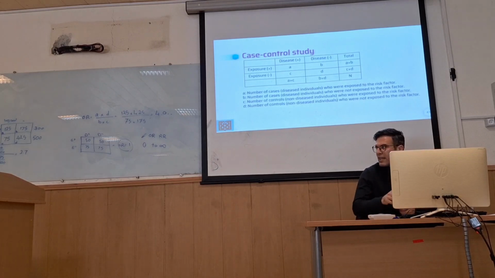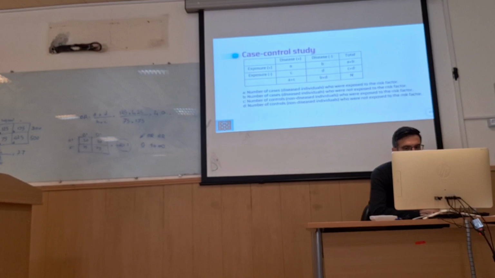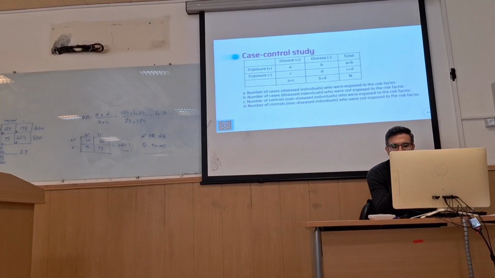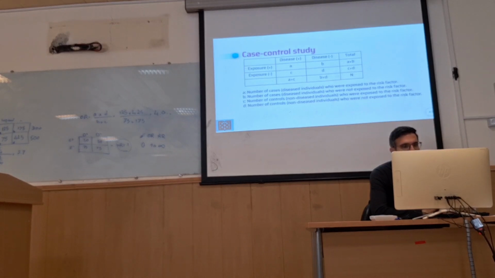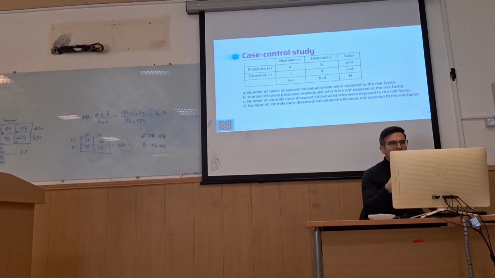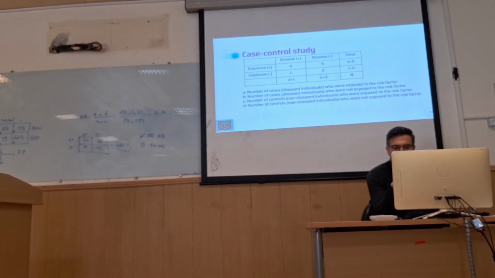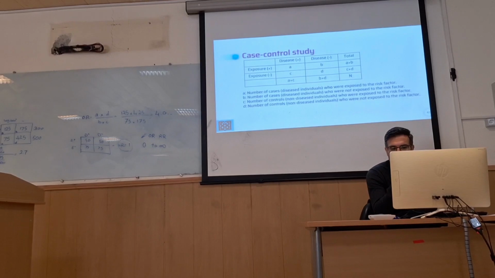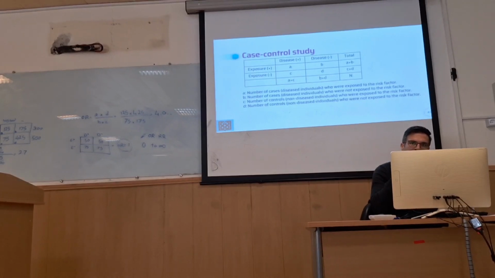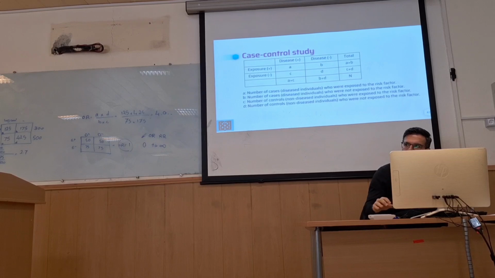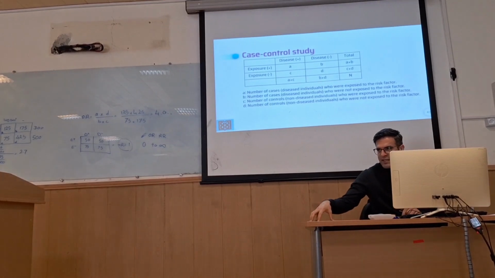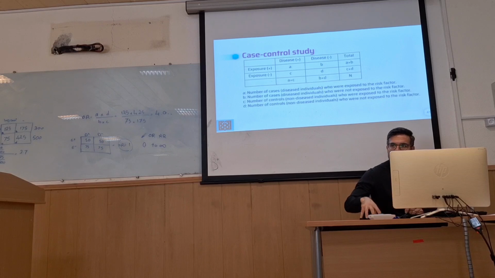In case control studies, the process typically follows these steps. At first, selection of groups: case and control. Who are the cases and controls? People who have a specific disease are cases, and people who don't have the specific disease are controls.